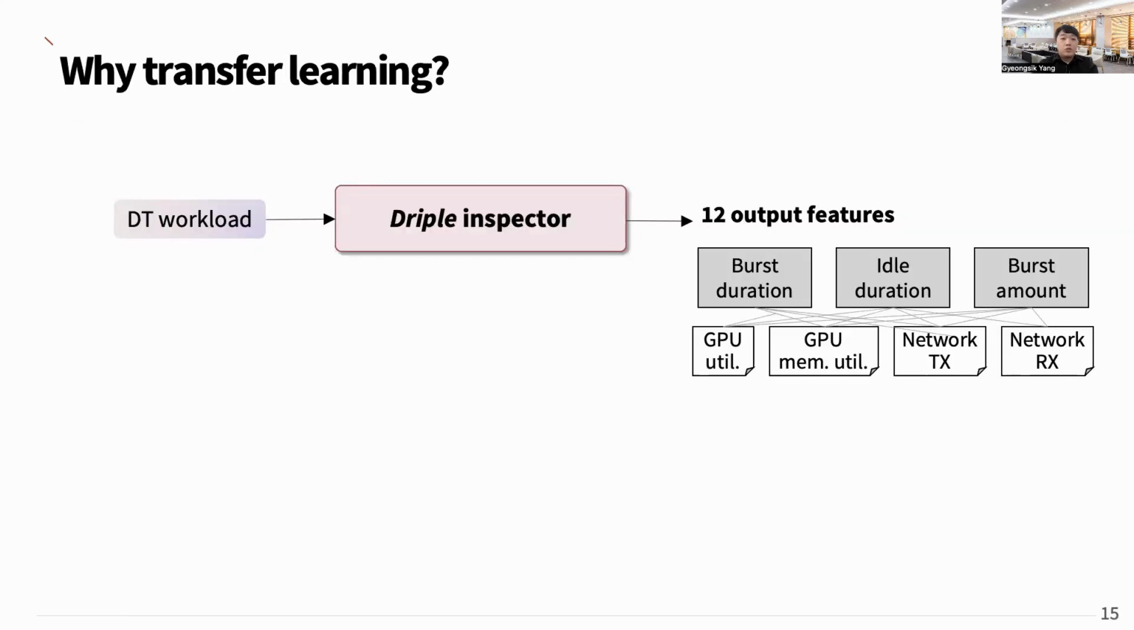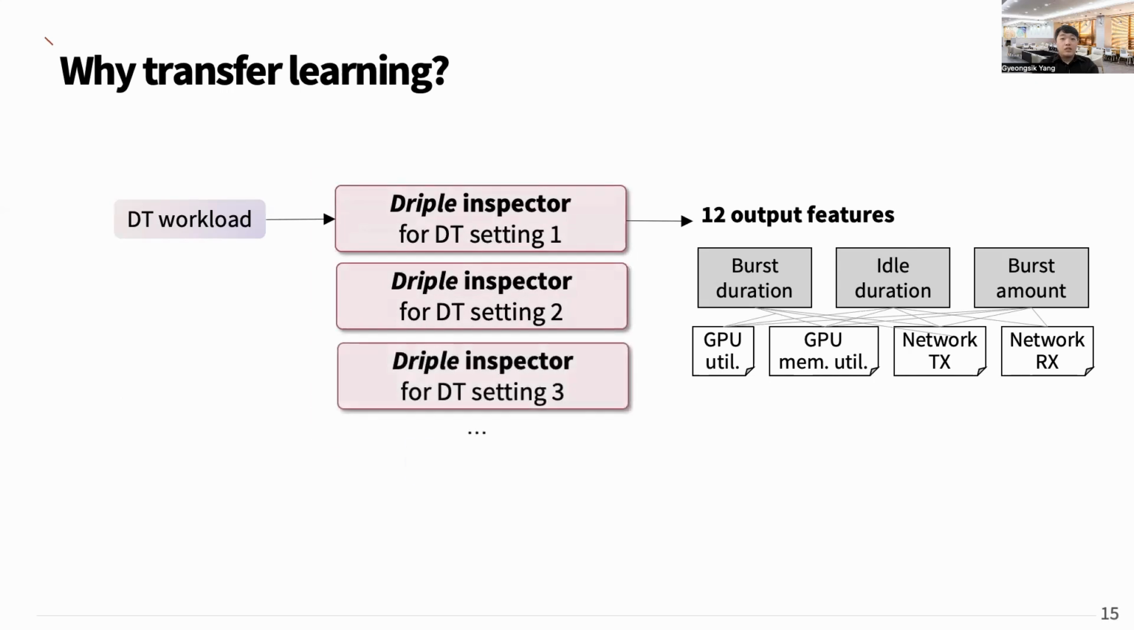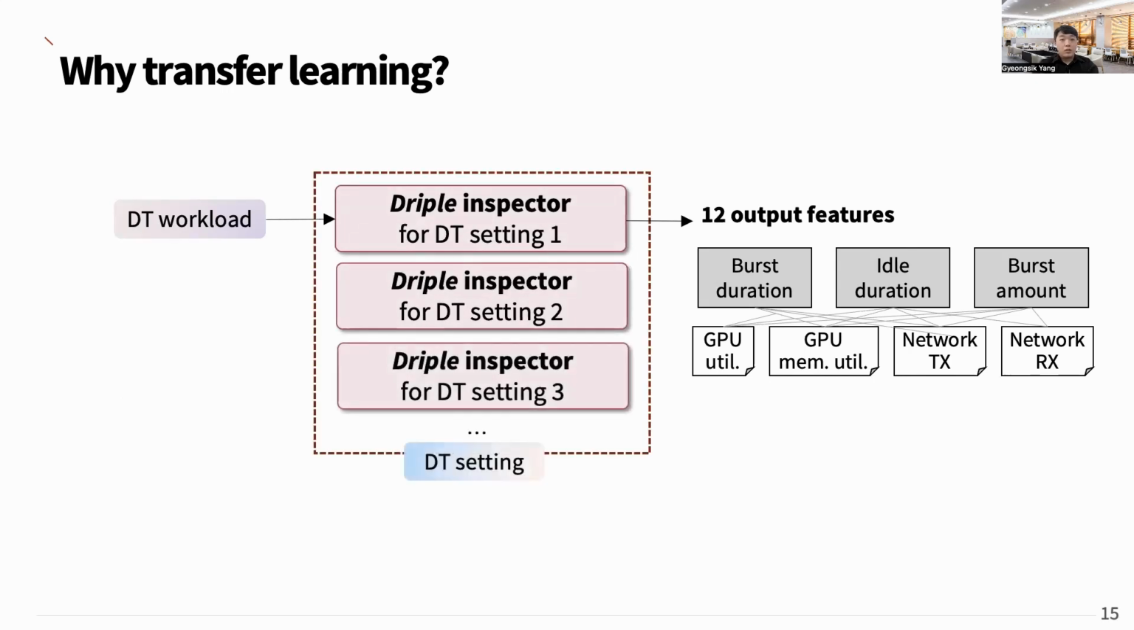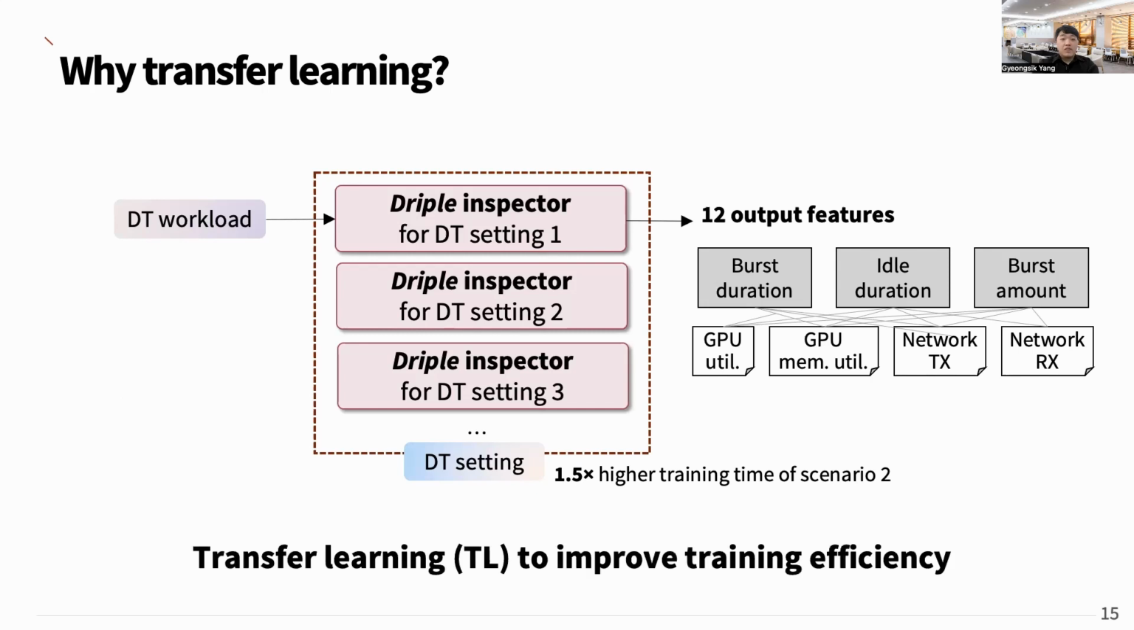So we train a Dribble inspector per DT setting, considering the prediction accuracy. However, the problem is that training inspectors for each DT setting requires high training time. Between the 2 scenarios, scenario 2 requires 1.5 times higher time to train 2 models. So to improve the efficiency in training, we use transfer learning.